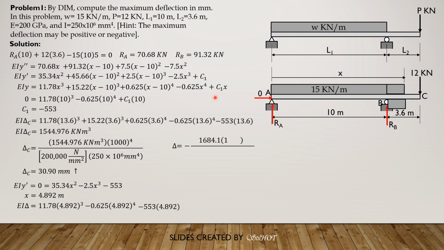So delta is negative 1684.1. This is greater in magnitude than this, so definitely this is the maximum deflection, which is negative. So in our experience there, we multiply 1000 to the fourth in the numerator, then you just express E in megapascals. Then delta is negative 33.68 mm, so therefore the maximum deflection is negative 33.68 mm, and it occurs between the supports, particularly 4.892 meters to the right of point A on the beam.